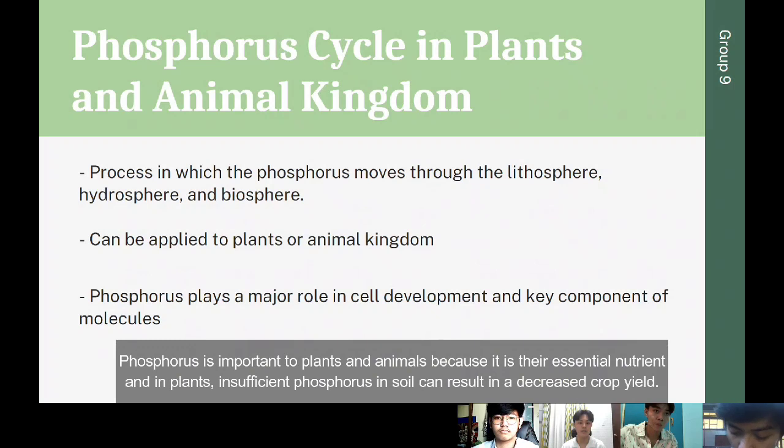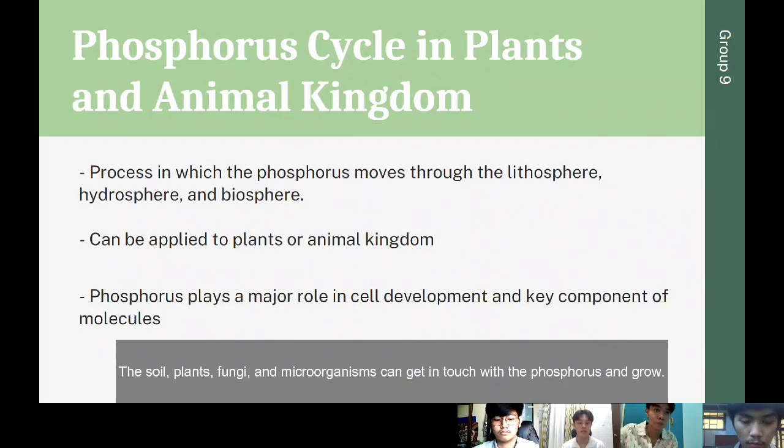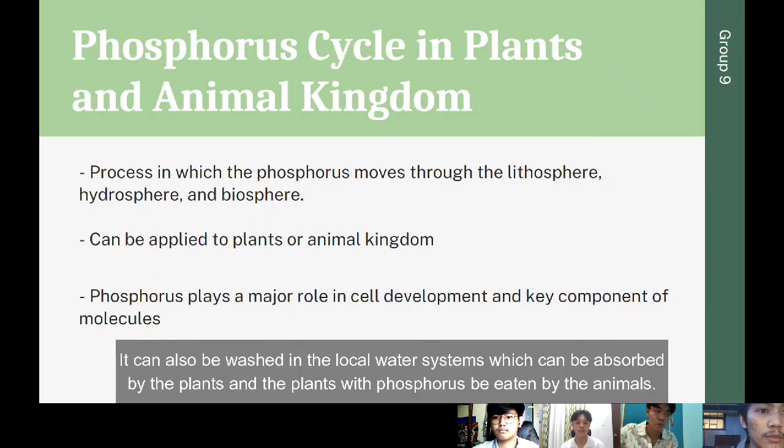Phosphorus is important to plants and animals because it is their essential nutrient, and in plants, insufficient phosphorus in soil can result in a decreased crop yield. The soil, plants, fungi, and microorganisms can get in touch with the phosphorus and grow. It can also be washed into the local water systems, which can be absorbed by the plants, and the plants with phosphorus can be eaten by the animals.